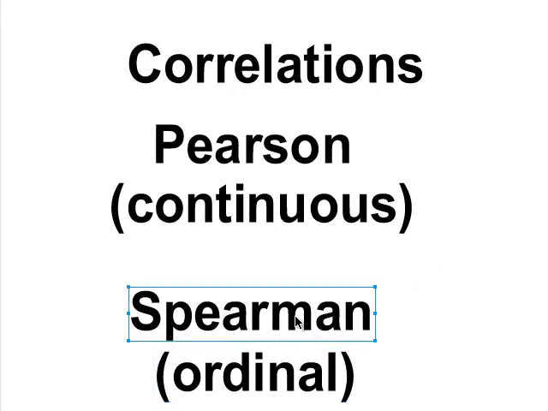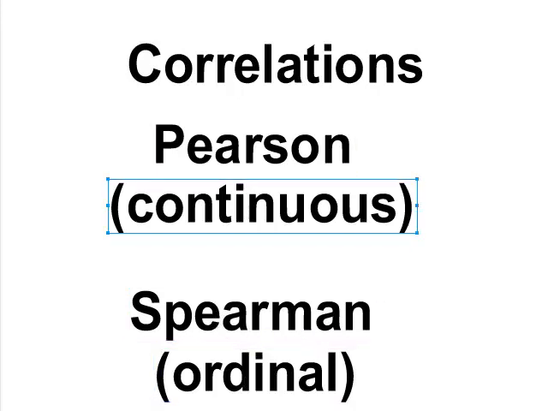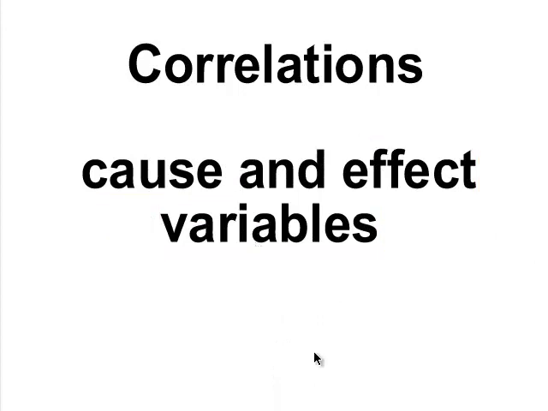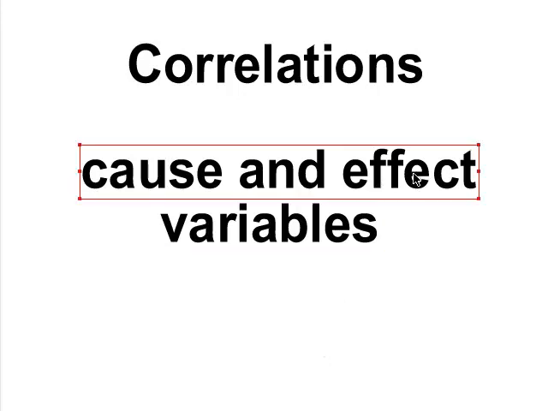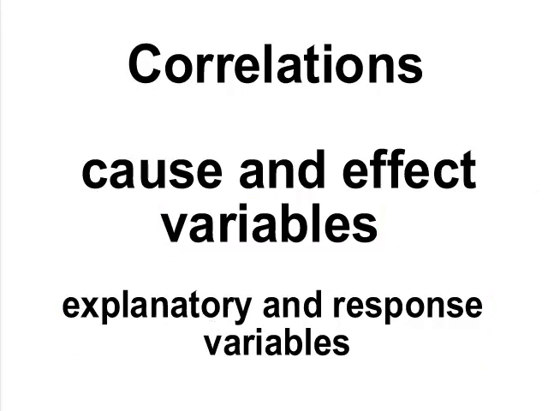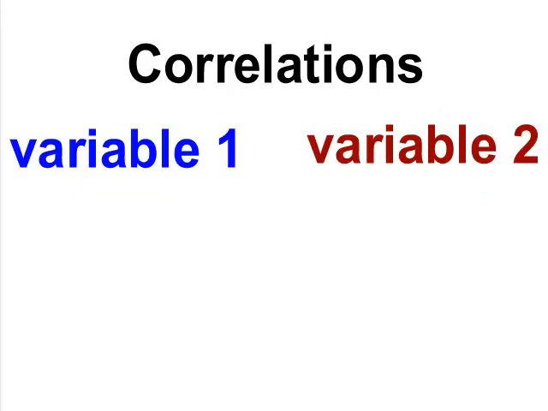Okay, a Spearman's uses ordinal, Pearson uses continuous. Part 2, you've got to know that these are cause and effect variables. In other words, when one variable changes value, does it affect the value of the other variable? So also called explanatory and response. They go by many names, but you've got to know it's basically a cause and effect, even though we don't say cause and effect. Moving on.